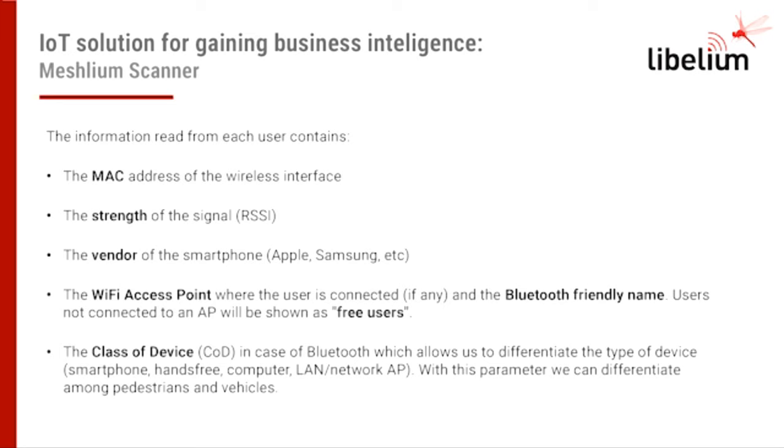Also, we will get the COD, the class of device, so we will be able to know whether it is a smartphone or a laptop or a hands-free. This is very useful information because we will be able to know whether the device comes from a car or a vehicle, or whether it is a pedestrian walking around. With all this information that we get from Libelium Scanner, we have detected two main applications in the market.